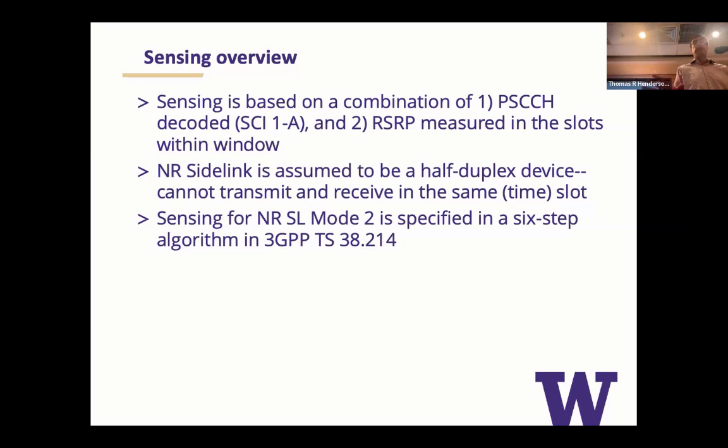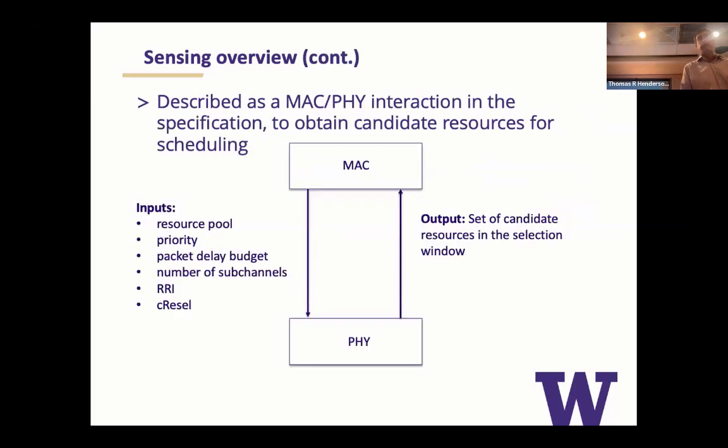Now, one of the assumptions in the model is that this is a half duplex device, so nodes cannot transmit and receive in the same slot. That factors into how resources are selected, as I'll explain in a slide or two. The sensing for sidelink mode 2 is specified in a 6-step algorithm in this 3GPP standard, and the NS3 code follows that algorithm pretty closely. I'll just walk through what's done here.